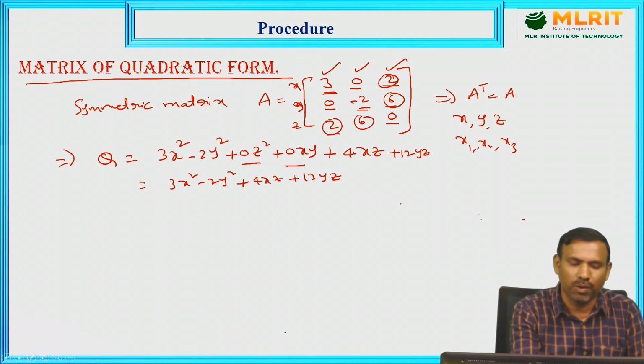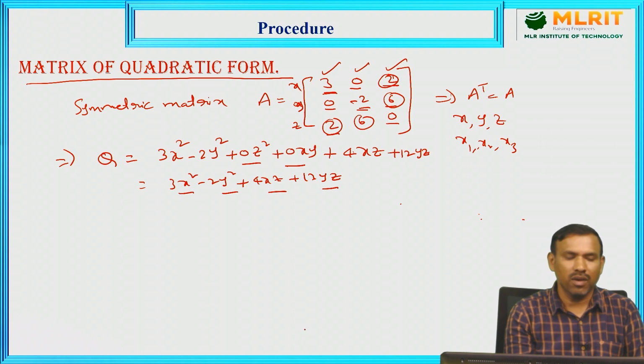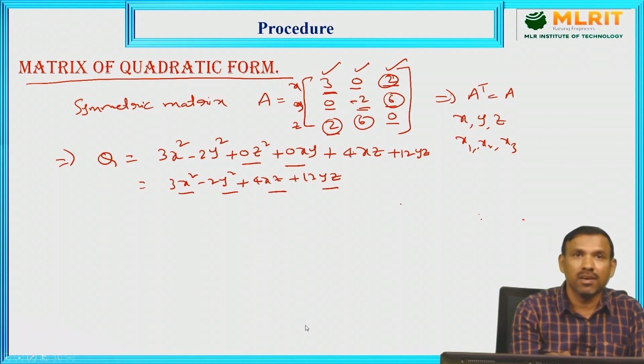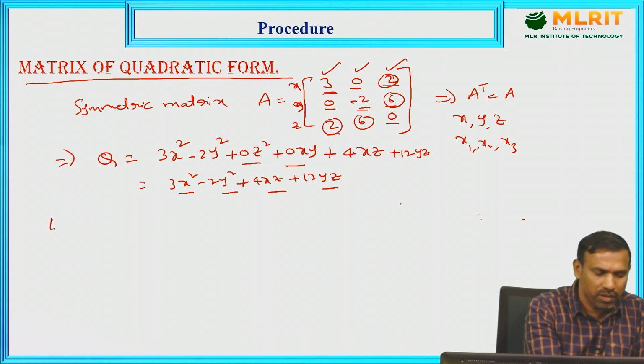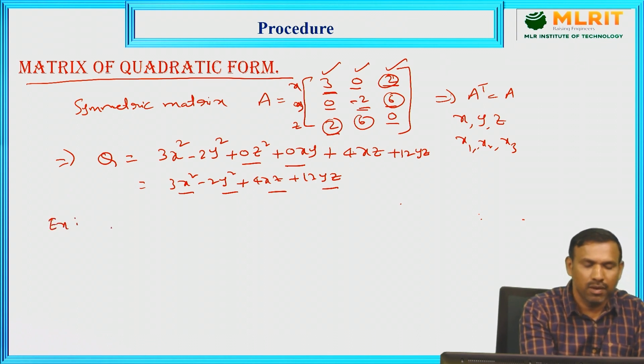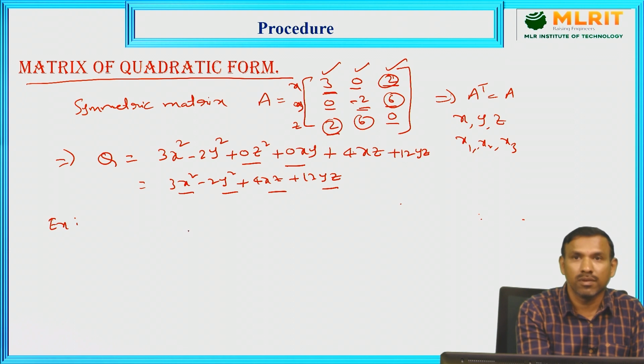How can we say quadratic form? Second degree: x square, y square, xz, yz. Okay, it is a quadratic form. Then let us think about one more example in 2 variables or 3 variables. Suppose he has given, let us take 4 variables, right.